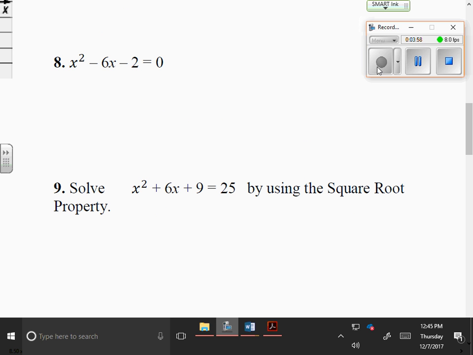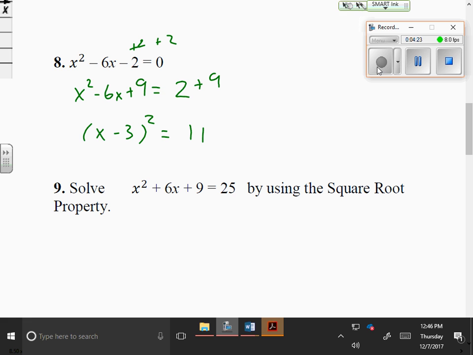Half of -6 is -3. Squared is 9. Add 9 to both sides. We need a plus 9. So that should be x minus 3, squared.